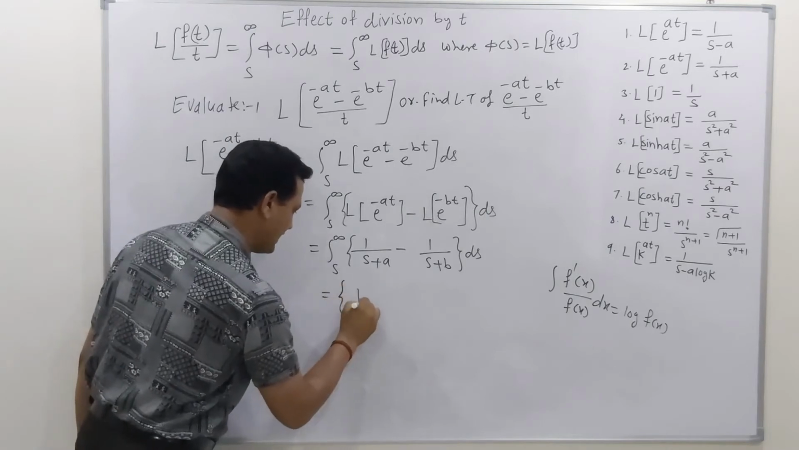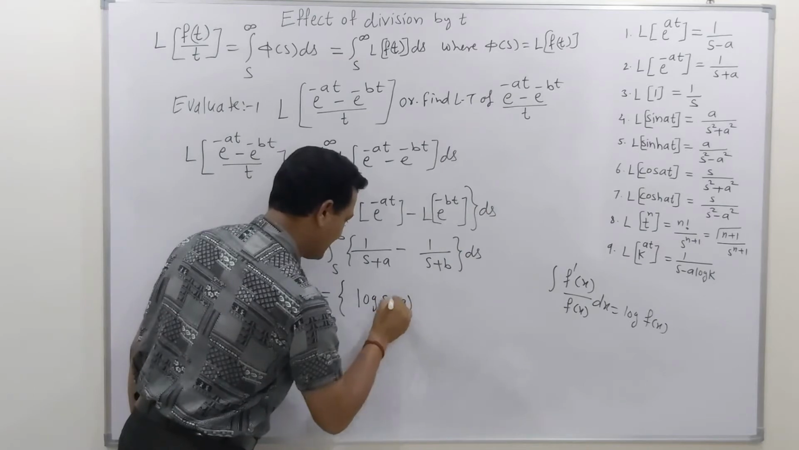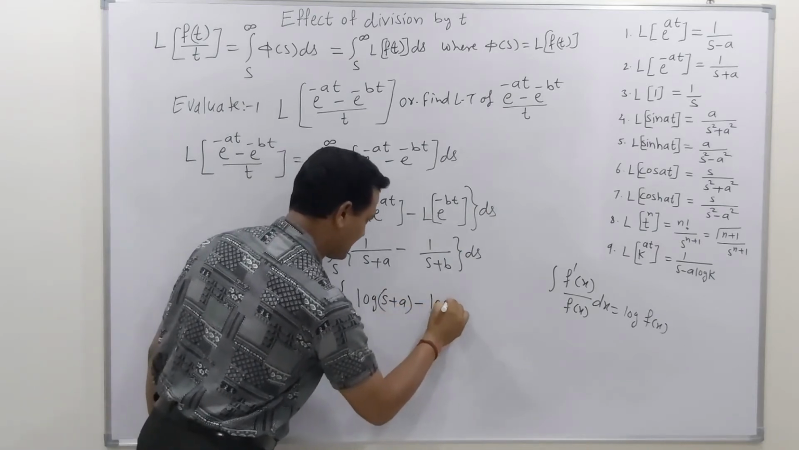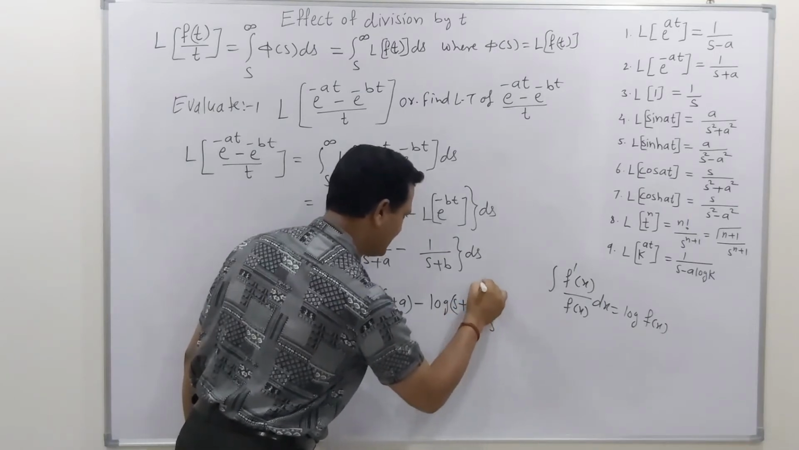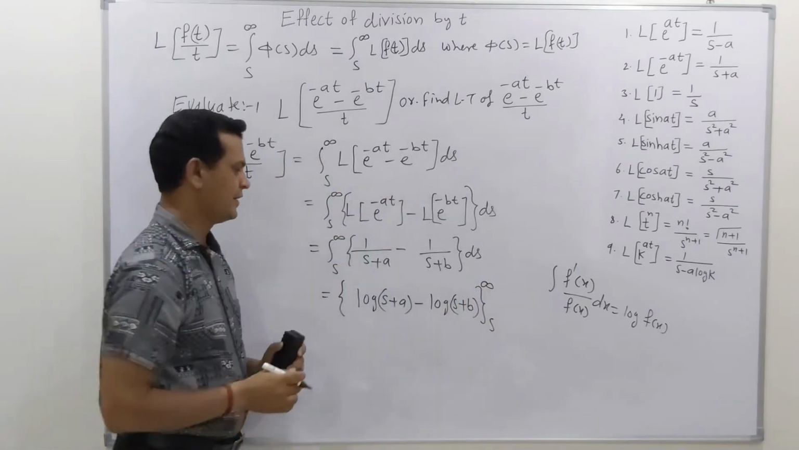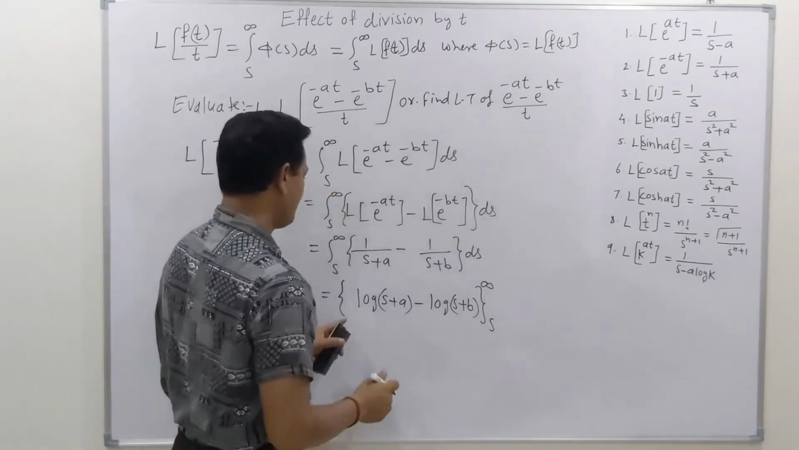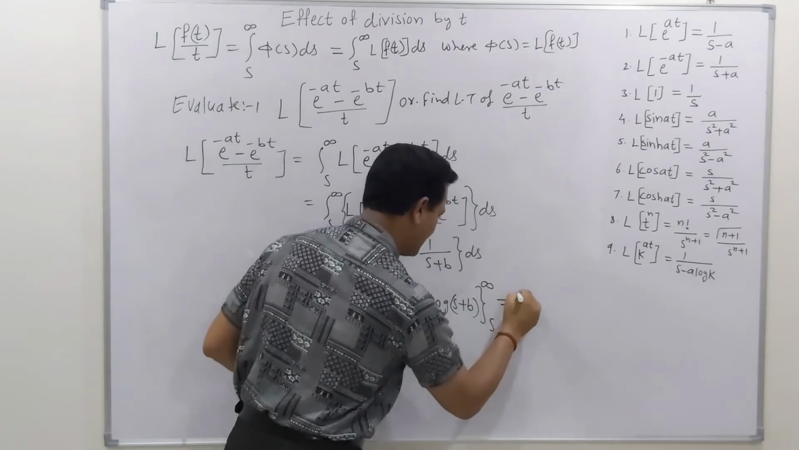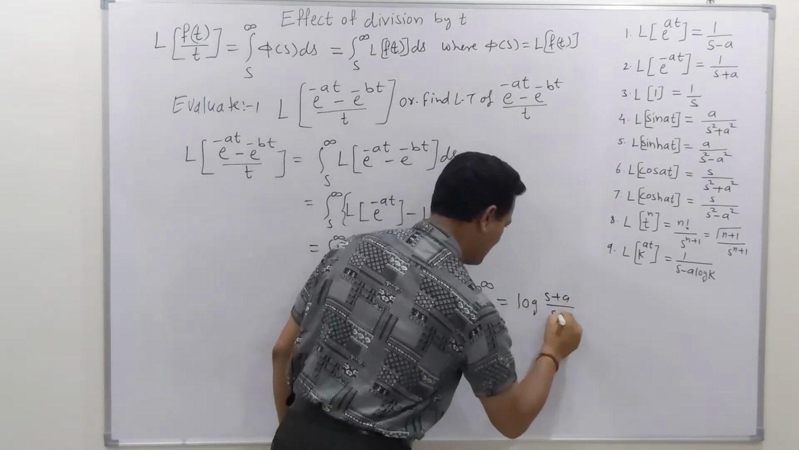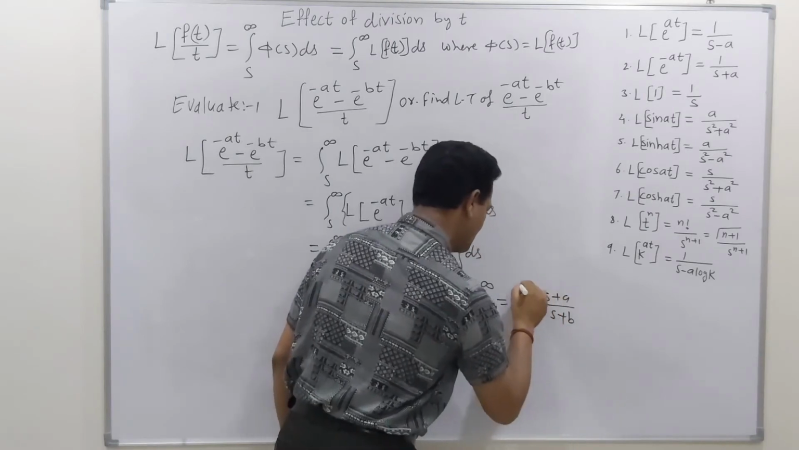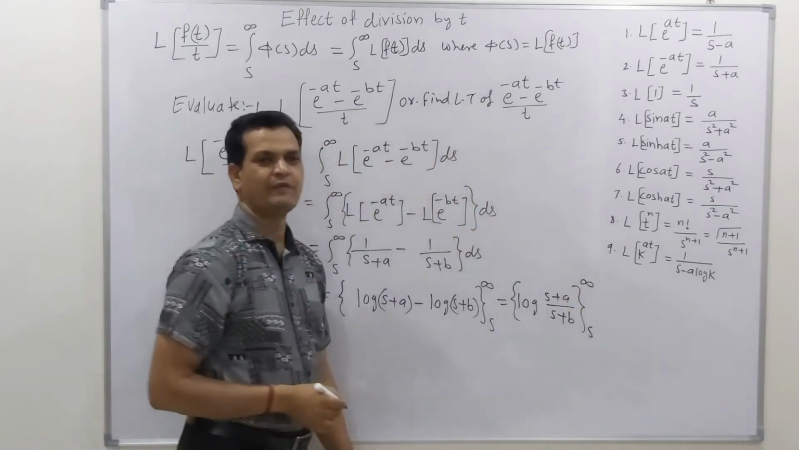So we can write the integration of this term as log of s plus a minus, this is again log of s plus b, and its limit is s to infinity. So whenever limit is s to infinity, we can write this step in this way. Moreover, we can write this as log of s plus a upon s plus b. So the limit for this term is s to infinity.